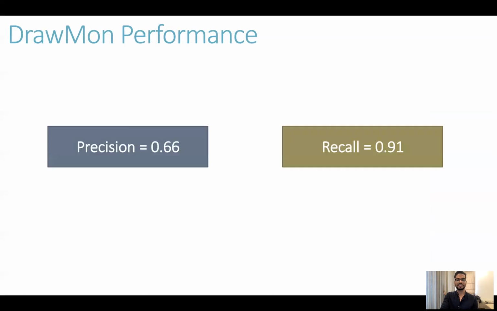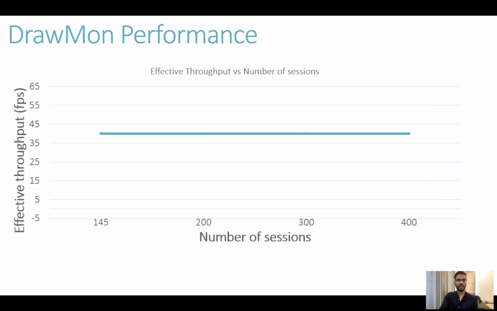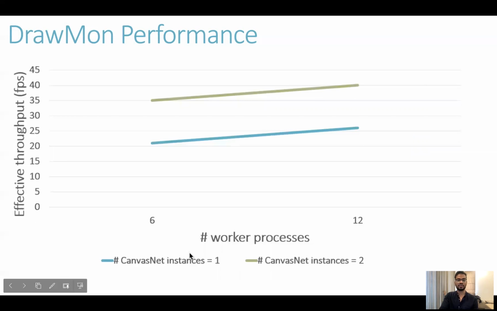Let's see DrawMon's performance in real time. In real time, recall is really good, but the precision is low because of a really large number of false positives. DrawMon has really good effective throughput, but when we increase the number of sessions, DrawMon's throughput does not change by that much of a margin. But when we try to increase the number of CanvasNet instances, DrawMon's throughput increases. And when we increase the number of worker processes, DrawMon's throughput increases by a small margin.